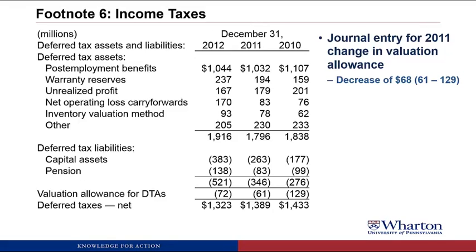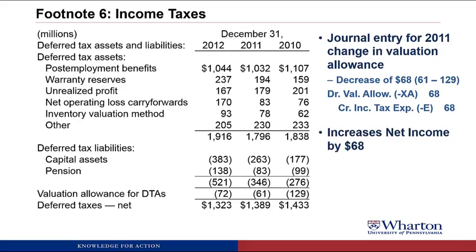So anyway, if the valuation allowance is going down by 68, the valuation allowance is a contra asset, so it goes down with a debit. So Moth debited valuation allowance for 68. There was no cash involved. This doesn't affect the taxes that you pay this period. So the credit has to be to income tax expense. That's the only other thing that could change. So we credit income tax expense for 68 to reduce that expense. By reducing income tax expense by 68, it increases net income by $68.